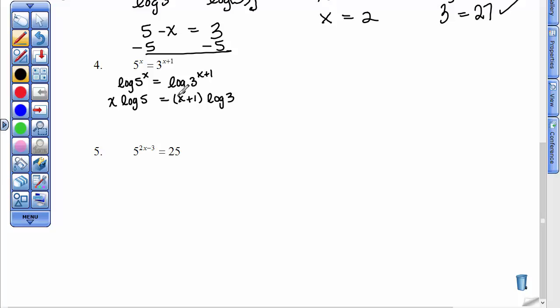So now you're either going to divide by the log of 5 or divide by the log of 3. I will tell you that it's easier to get this alone by dividing by the log of 3 so that the right side becomes just x plus 1. And then this left side will just have a decimal number in front of x. So take your calculator and take log 5 and divide it by log 3. And you should get 1.465. Don't forget there's an x here. Equals, and on the right side, x plus 1.